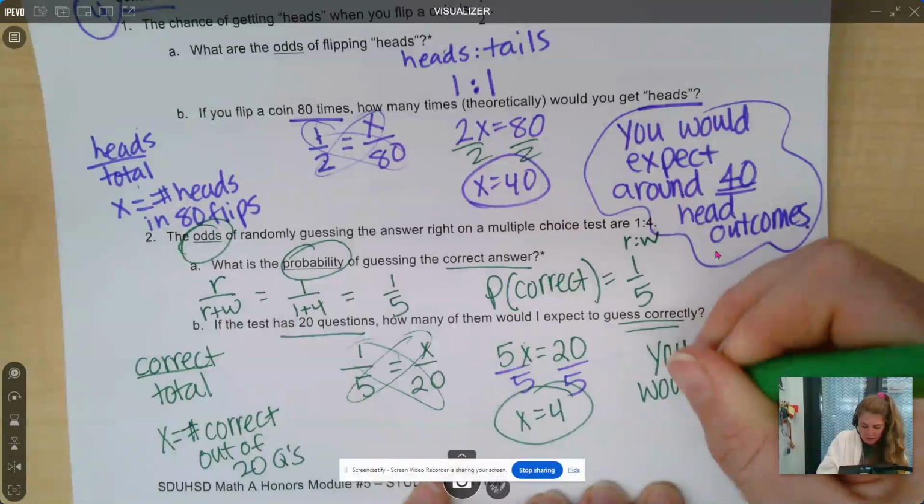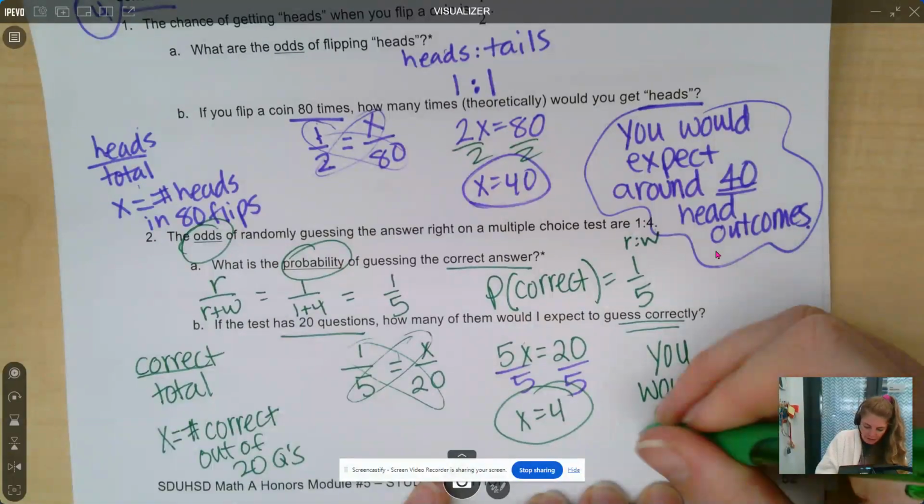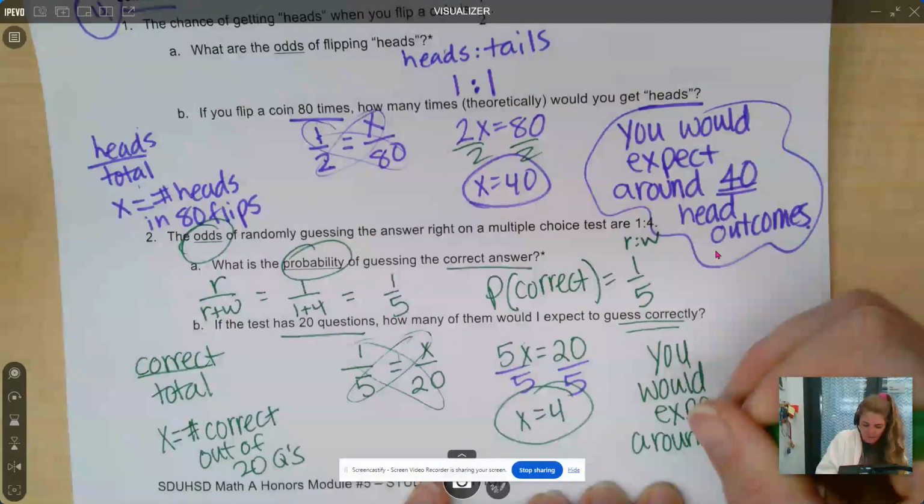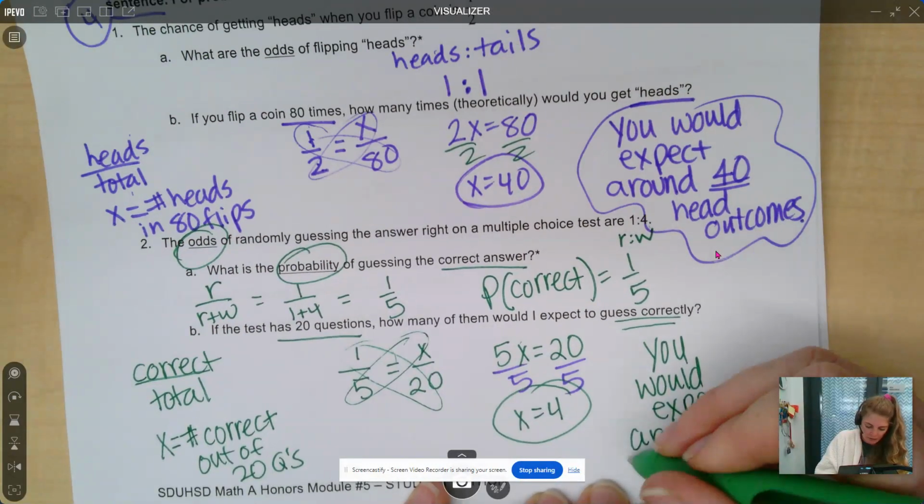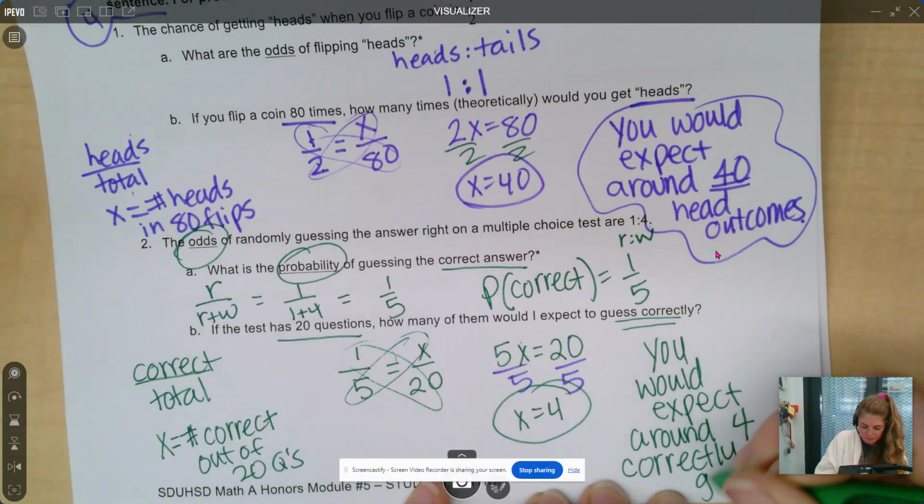You would expect around 4 correctly guessed. Kind of sad.